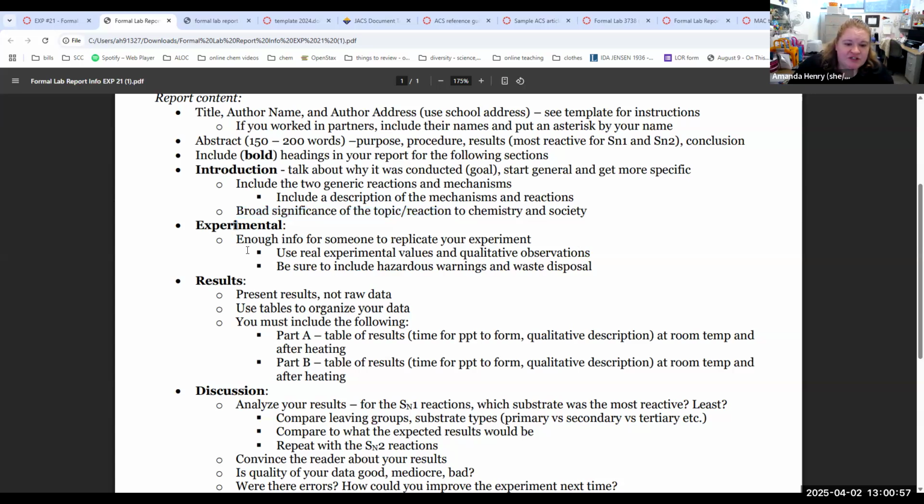The experimental section is the procedure. So you're rewriting the procedure. Again, it needs to be past tense and third person, but you're writing the procedure, and you're writing it for somebody that knows chemistry but has never done this lab.